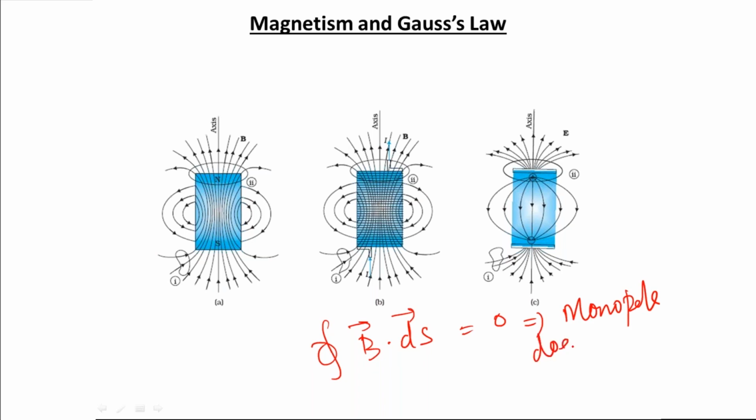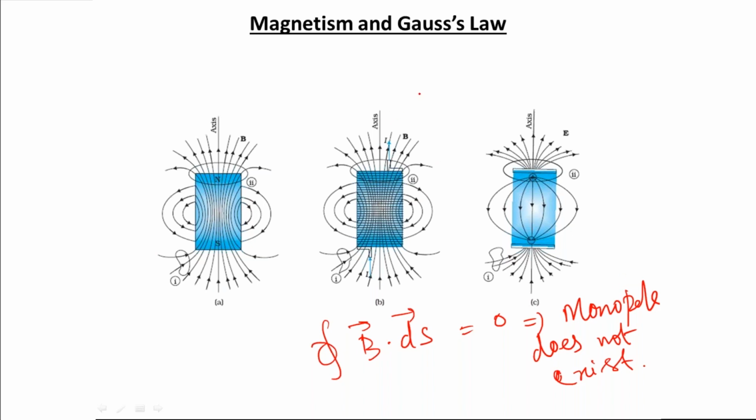Write down the Gauss's law for magnetostatics and write down the physical significance of that. So the significance is actually, sorry, monopole. Monopole does not exist for magnetism. So you might be thinking, sir, what are you saying about monopole and all?